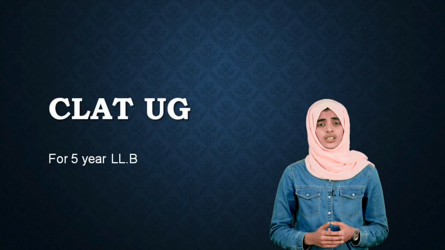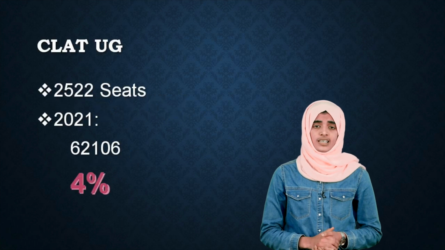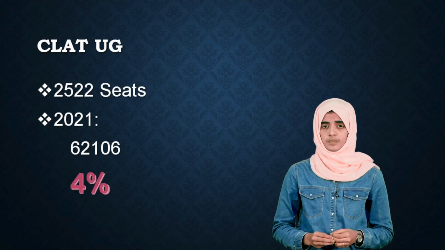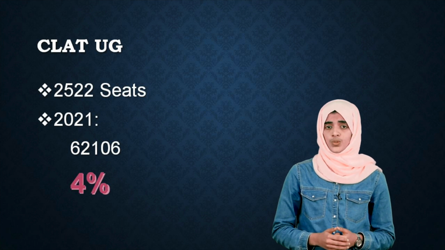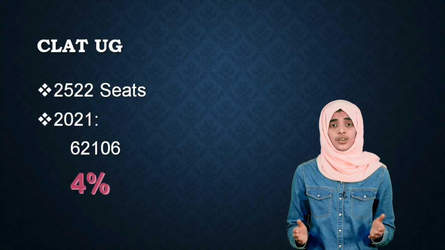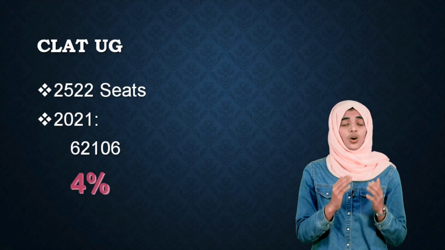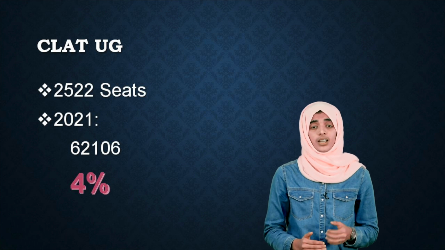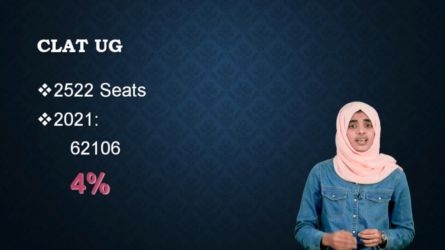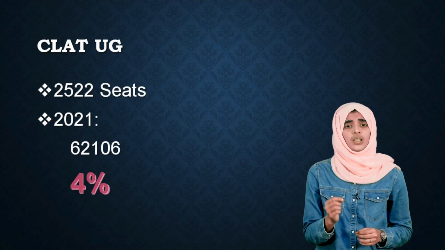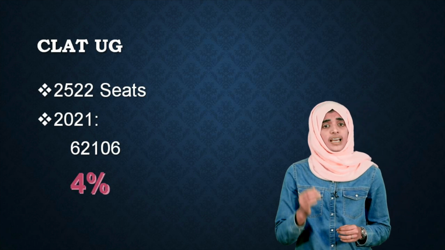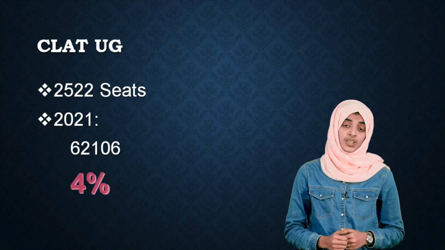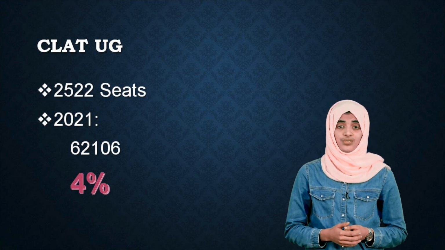Now let's focus on CLAT UG, that is the Common Law Admission Test for 5-year LLB courses. For these undergraduate courses, there are 2,522 seats across all the NLUs as of 2021. This year, around 62,000 candidates have appeared for CLAT, but when we look into the number of seats available, it can be seen that only 4% of them shall get an admission. Now that is the competition level for CLAT.